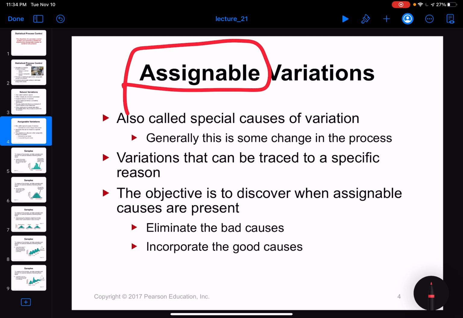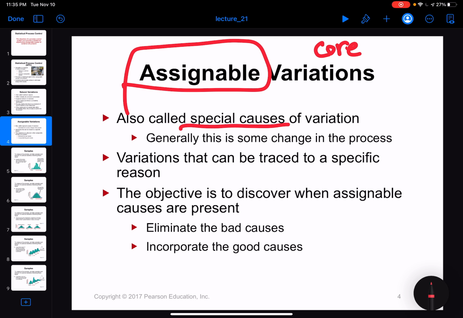Now we have something called assignable variations. The assignable variation can be gotten rid of. So this is the core of this lecture. Basically, we want to get rid of the assignable variations. When the assignable variation is gone, the entire process will be way better. We'll show you. It's also called a special case of variation.